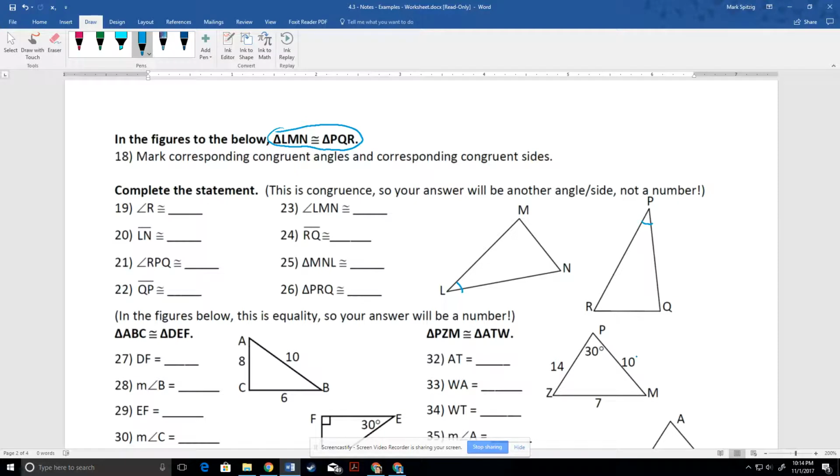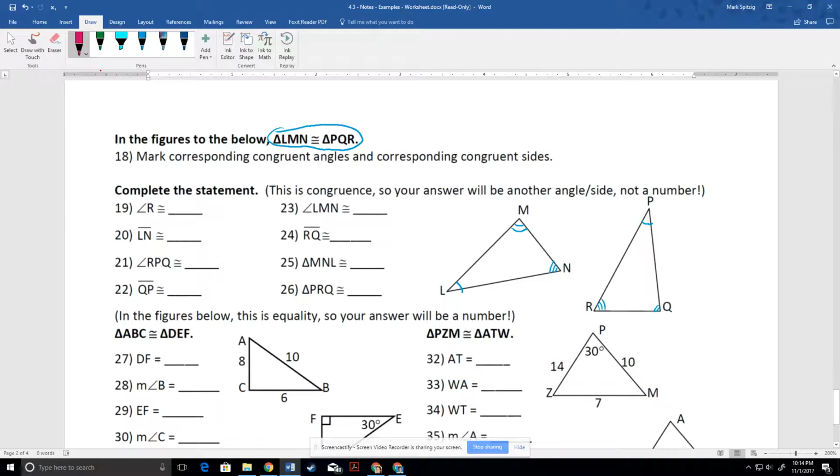Angle M is going to be congruent to angle Q. I'll just use 2 for each of those. Angle N, so I'll use 3 now, is congruent to angle R. Zip, zip, zip. And then we could do the sides as well. So we can switch to red for sides for fun.